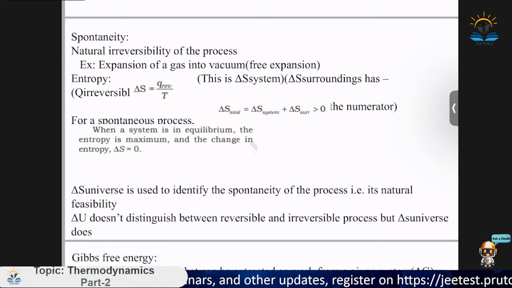When a system is in equilibrium, the entropy is maximum and the change in entropy is zero. The delta S of the system is zero, the delta S of the surroundings is also zero, so delta S total is zero for a system in equilibrium. And if delta S total is less than zero, the process is non-spontaneous, and you'll need an external agent to perform the process.